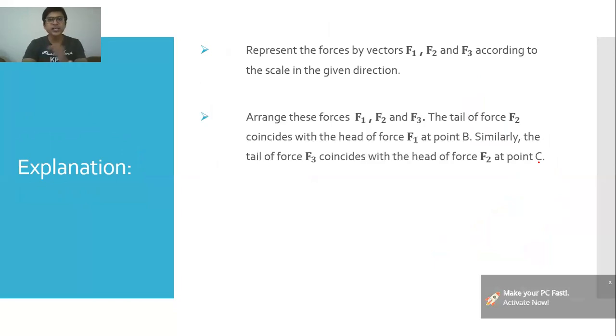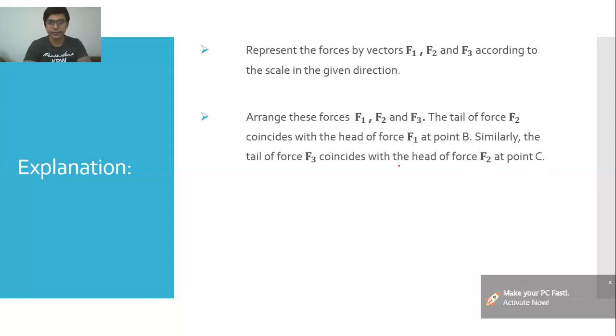Then arrange these forces F1, F2 and F3. The tail of force F2 coincides with the head of force F1. Okay, the tail of second force F2 coincided with the head of the first vector. Okay, that was head to tail rule. Similarly, the tail of F3 coincides with the head of the force F2. Okay, so for F2 and F3, the tail of F3 was joined with the head of F2.